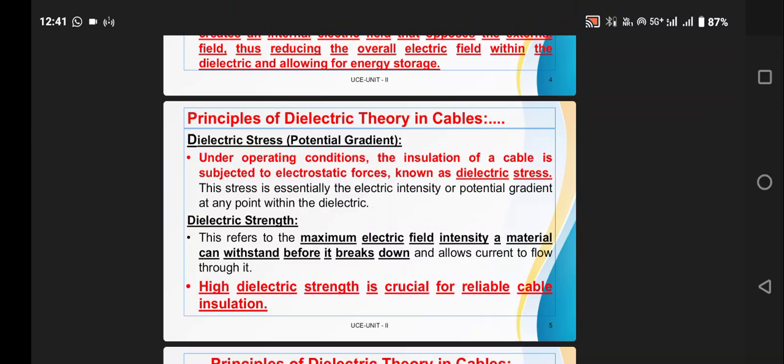What is meant by dielectric strength? It is the maximum electric field intensity a material can withstand before it breaks down and allows the current to flow through it. High dielectric strength is crucial for reliable cable insulation.